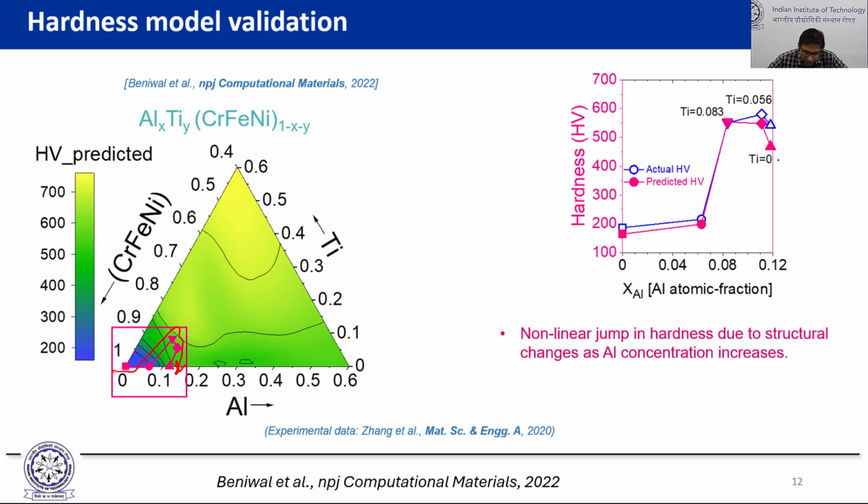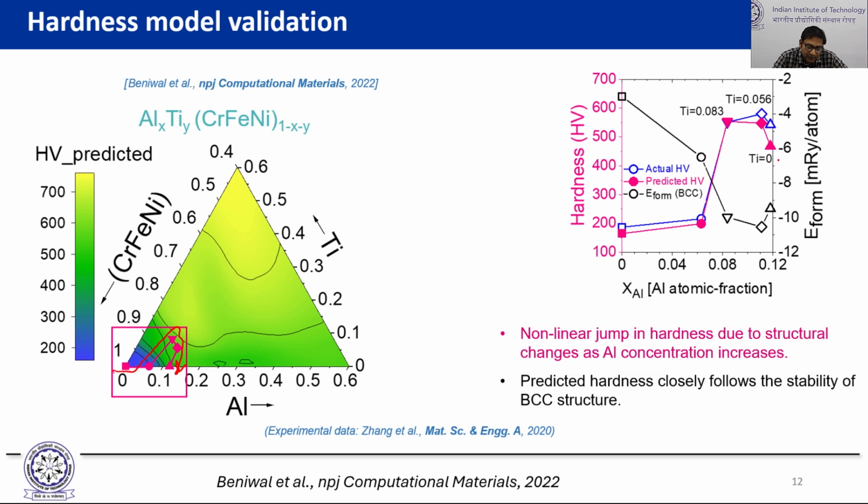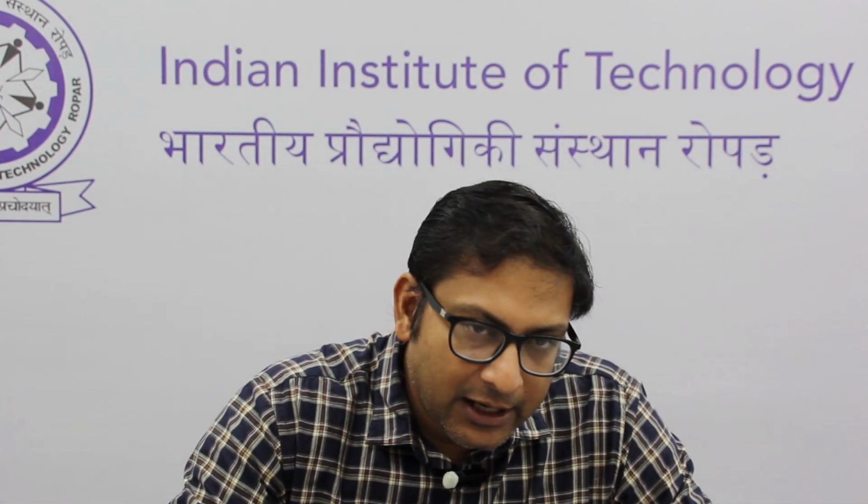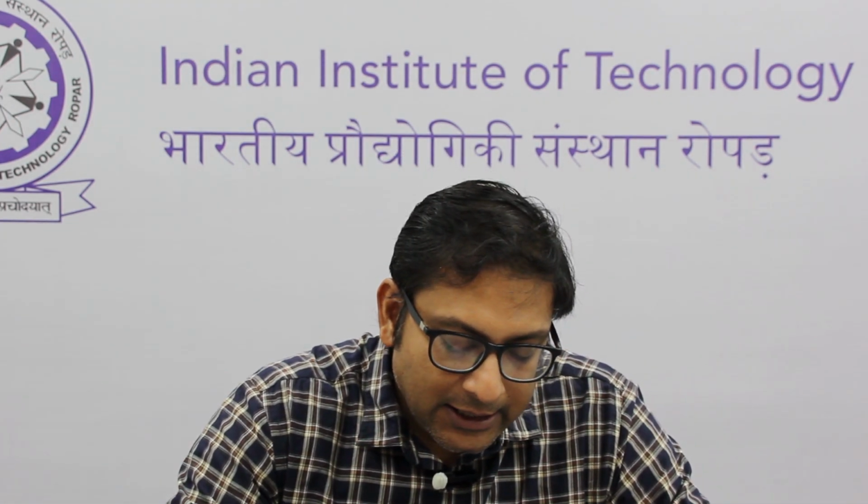And here, furthermore, we had done the DFT calculations to calculate the formation enthalpy of the body-centered cubic phase. And you will see that as we are increasing the aluminum content, the formation enthalpy drops, and this trend in formation enthalpy is almost opposite to the trend in hardness. So now you know that the formation of the BCC is really driving the changes in hardness, and this is how you can actually use supplementary computational methods in order to extract insights from your machine learning model.